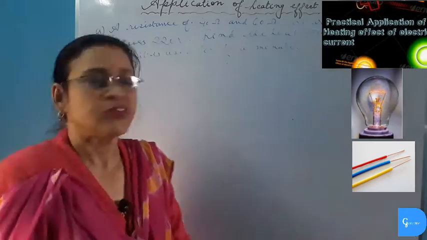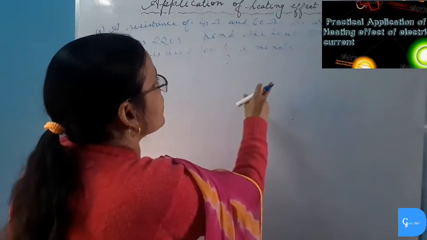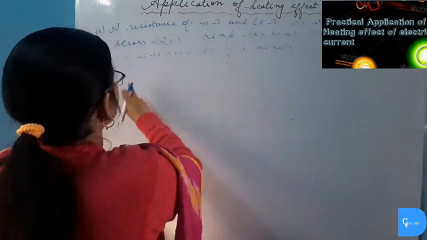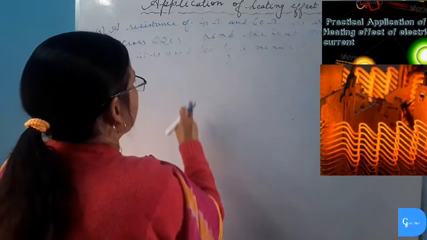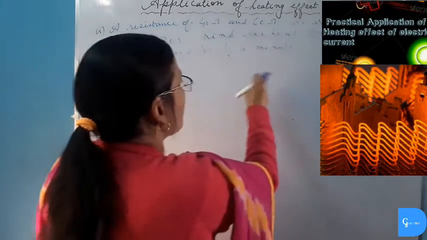Next, now look at this question. Resistances of 40 ohm and 60 ohm are arranged in series across a 220 volt power supply line. Find the heat produced in joules if it is used for half a minute.